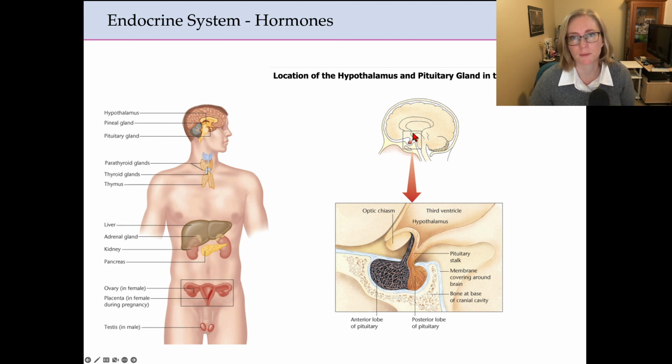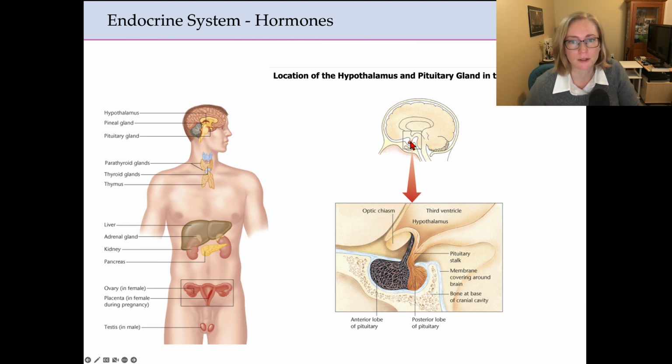This is the hypothalamus. It is the main master regulator of all of your hormones. Then we have 2 additional glands: the pituitary gland and the pineal gland, which is going to be back here. It's hard to see, but it's somewhere in the back of the brain. The pineal gland is for sleep hormones, so melatonin.